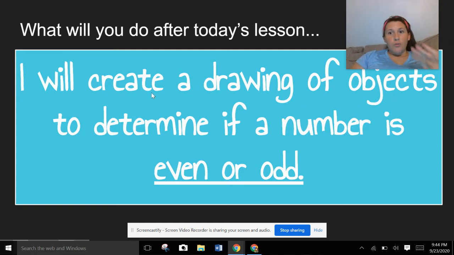So in your classwork today, your assignment for today, you will look at a drawing of objects to determine if a number is even or odd. That is what you're going to be doing at the end of the lesson today. You're going to be seeing drawings of objects, and you're going to tell me, is the number even or odd?